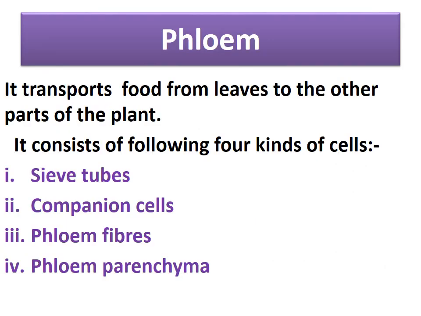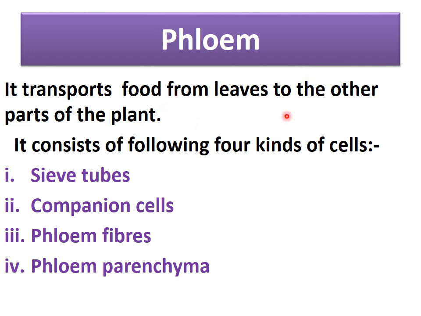Now coming to the next, phloem. Phloem is the complex permanent tissue that transports food from leaves to the other parts of the plant. See students, xylem was transporting water and minerals from the roots to the top of the plant. Now phloem is transporting food from leaves to the other parts of the plant.